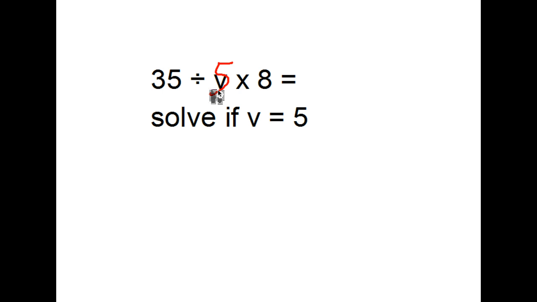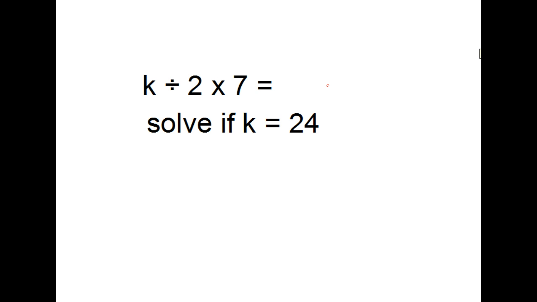I'm putting a 5 in there for b. Which do I do first? Dividing and multiplying are even power, so I'm doing the division first. 35 divided by 5 is 7. 7 times 8, should know my facts. 56. Stop the video and try it.